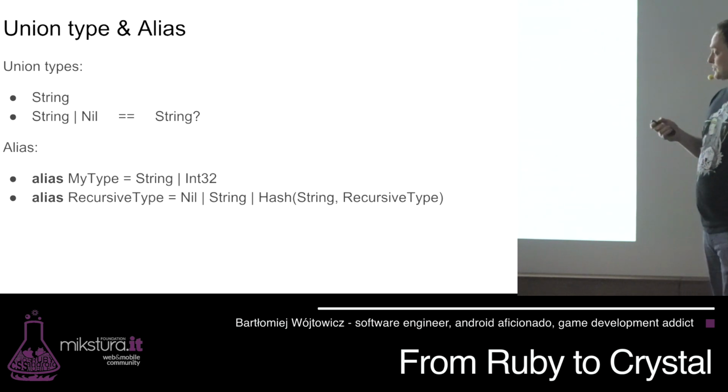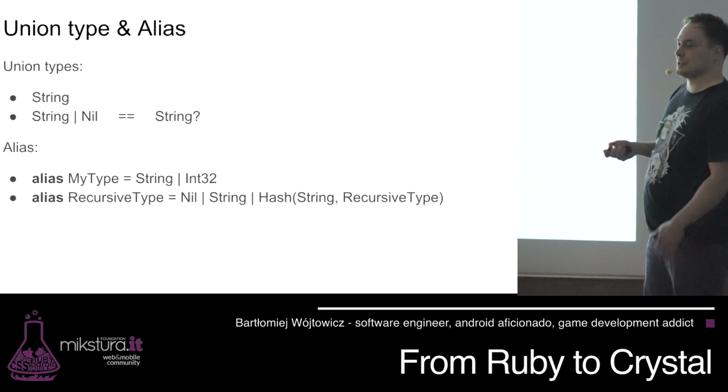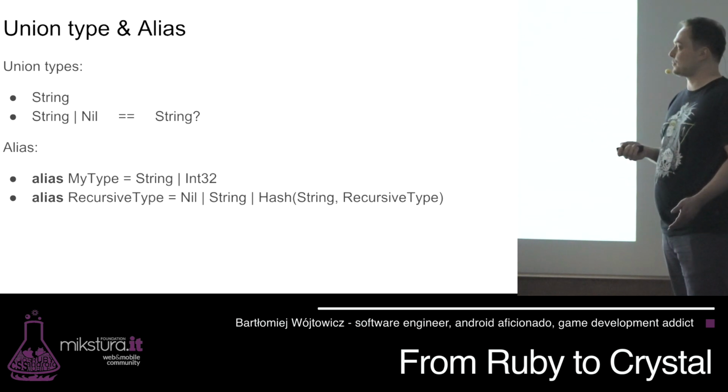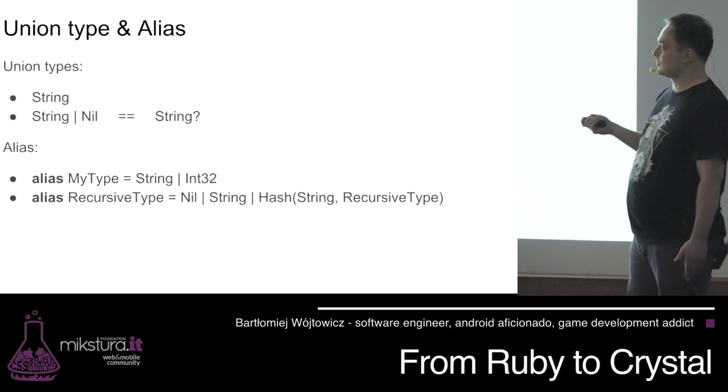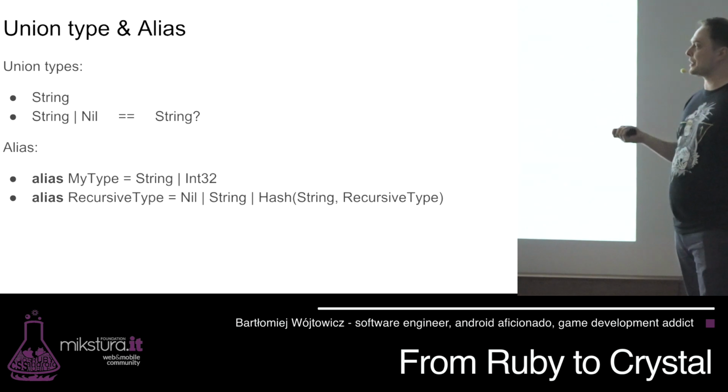Okay, so I was talking about types and union types, so how this looks like in practice. So this is just a string. If you want to create a type that consists of many types, you just pipe it. But this is very common that if there is a string or nil, you can just write it like that. It's string with a question mark.